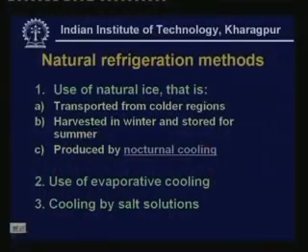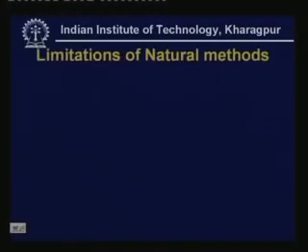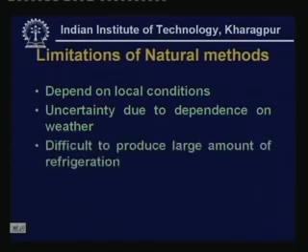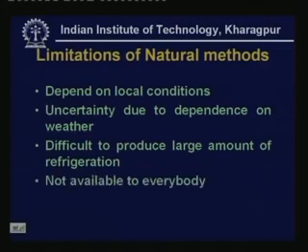So let us summarize the limitations of natural methods. The first limitation is that they depend on local conditions, and they are uncertain due to dependence on weather. It's difficult to produce a large amount of refrigeration using any of these natural methods, and they were not really available to everybody. So these are the main problems with natural methods. Hence people have tried to produce refrigeration artificially.